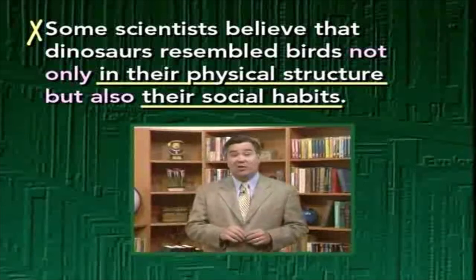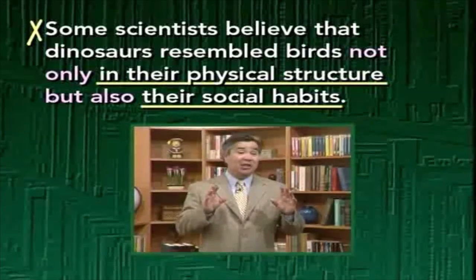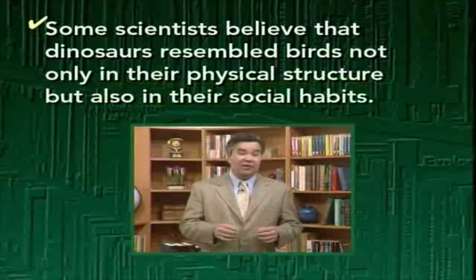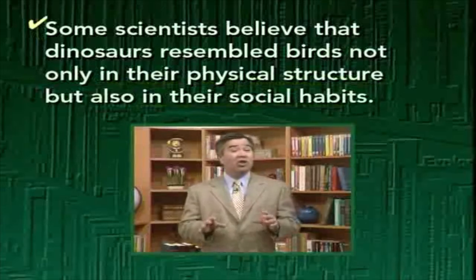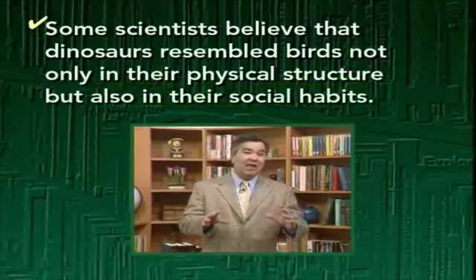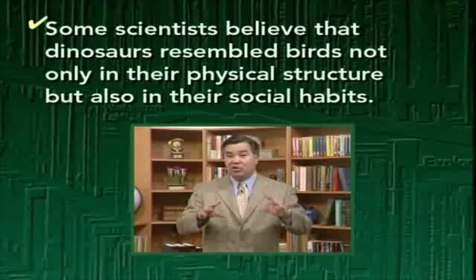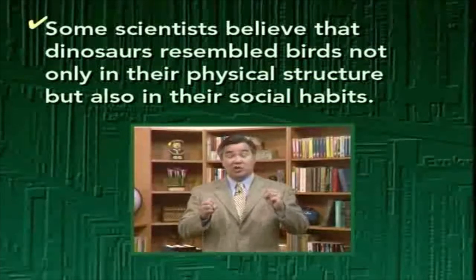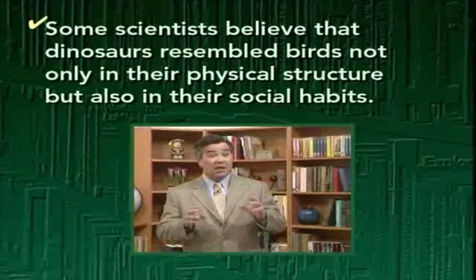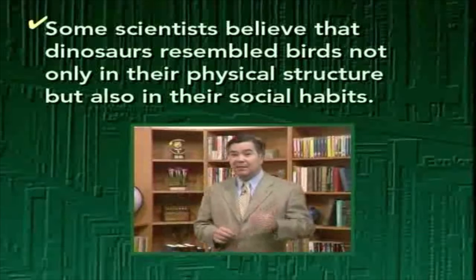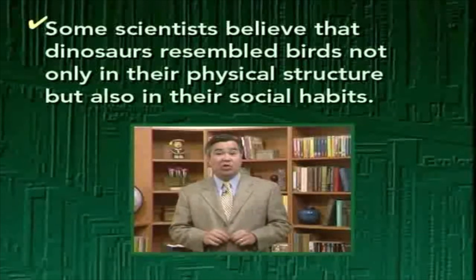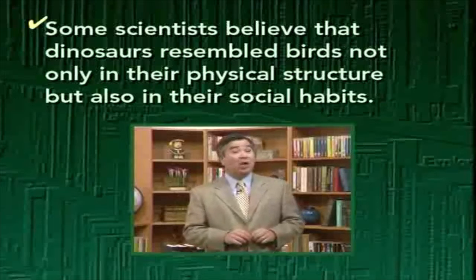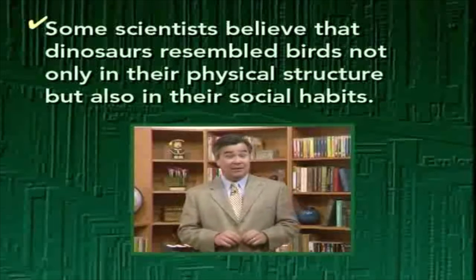Luckily, it's easy to correct this error simply by inserting the preposition in into that second phrase after the coordinating conjunction but also. And then the expectation that we will have parallel structure will be nicely satisfied and the sentence will sound good and sturdy the way it ought to. The correct sentence would then read, some scientists believe that dinosaurs resembled birds not only in their physical structure but also in their social habits.